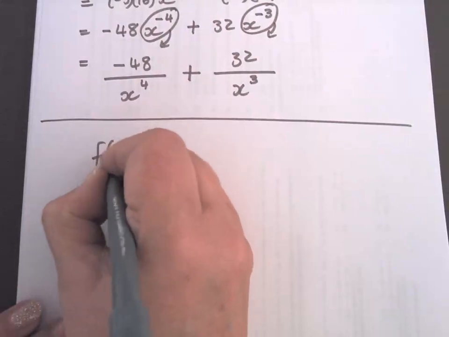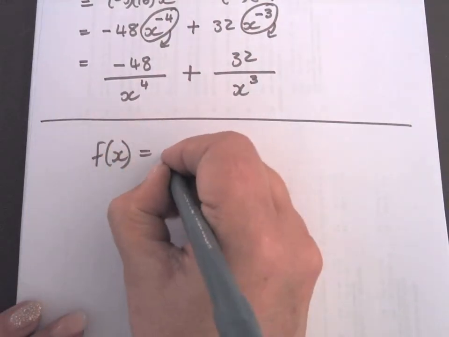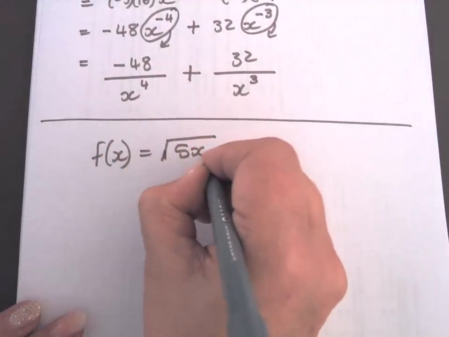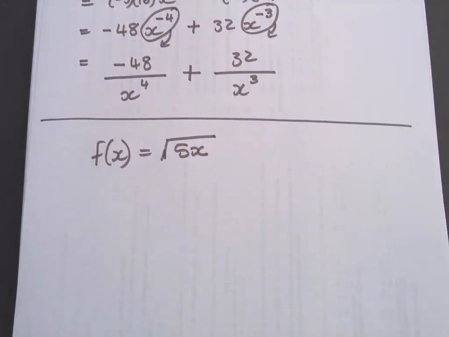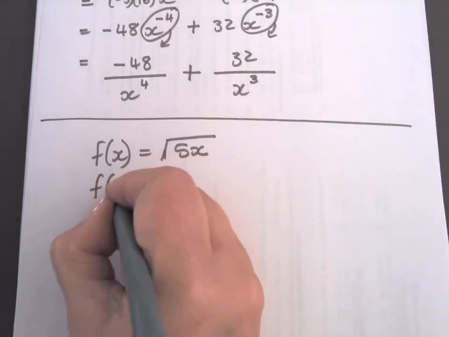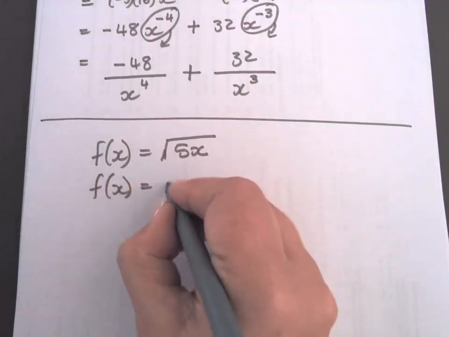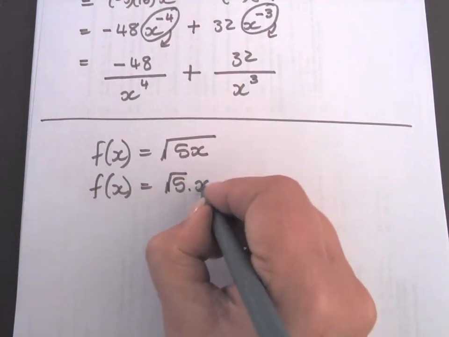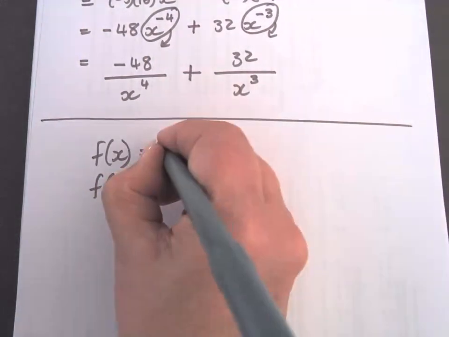Put the whole thing out under the square root. Okay, I have a square root. I must get rid of the square root. Power of 1 over 2. Yes, but you only do that with x. You only take the x out of the surd. So it will be square root 5 times x to the power of 1 over 2.